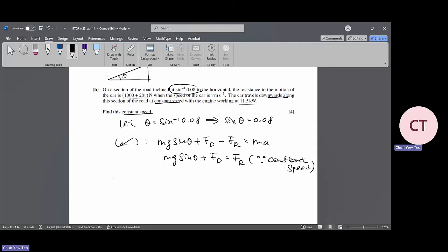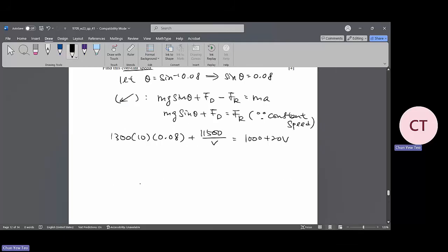So what is your mg? Your m is 1300. Your g is 10. Your sine theta is 0.08. Your driving force is P over v. Your P this time is 11,500, over the v is equal to the resistance force 1000 plus 20 v. Okay, so you can see that we need to multiply everyone by v.